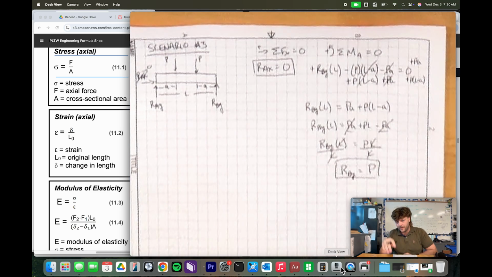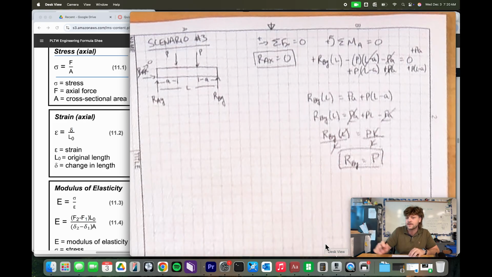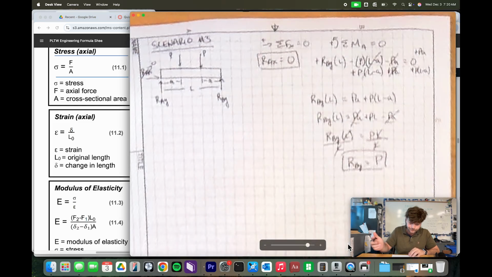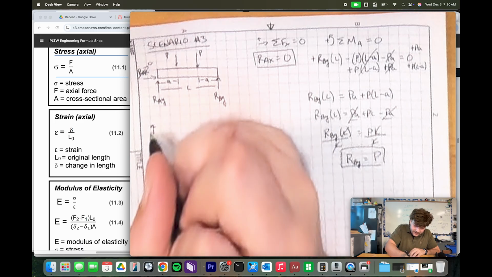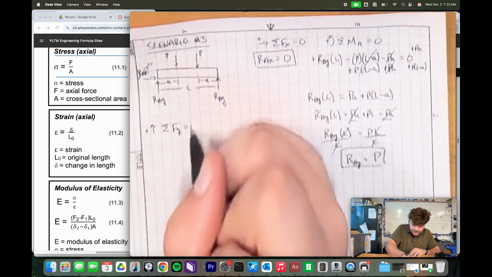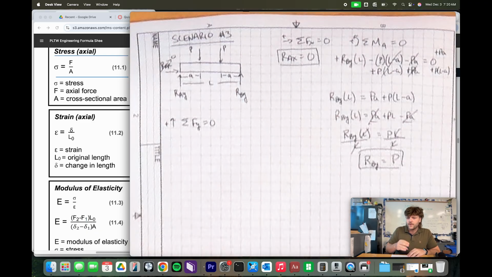All right. Now, what we have not proven yet is that RAY is equal to P, right? If we look back on our equation sheet for scenario 3 here, RA and RB are both equal to P. And so now what we can do is put this in the positive. Sum of the forces in the y-axis is going to be equal to 0. And so now we can look at all those forces that are acting in the y-axis.